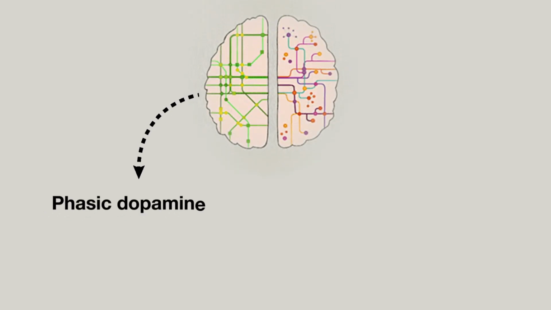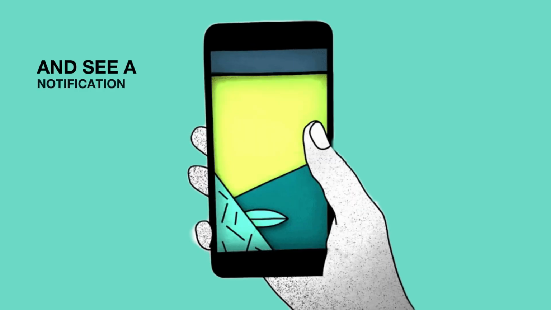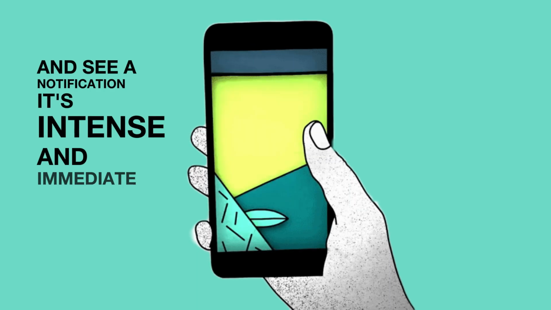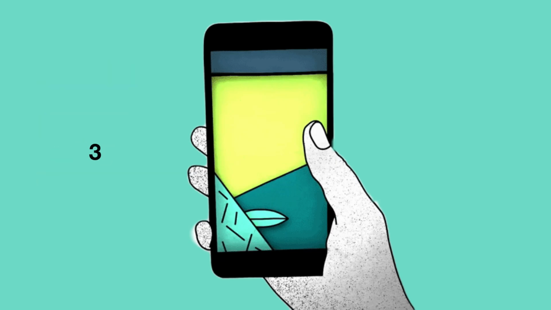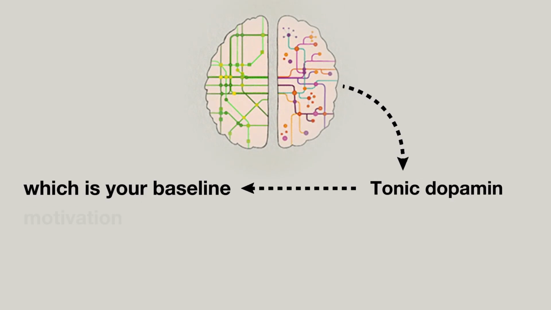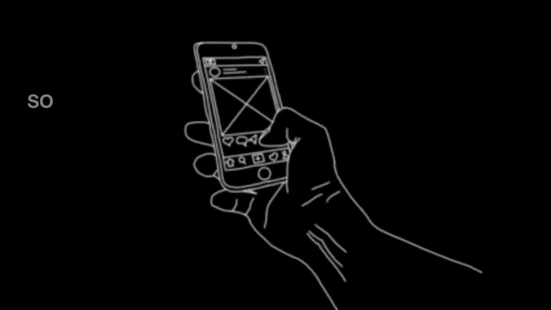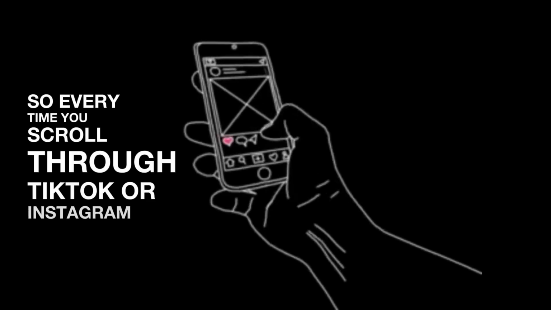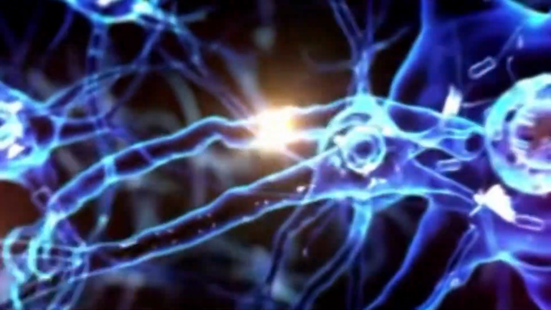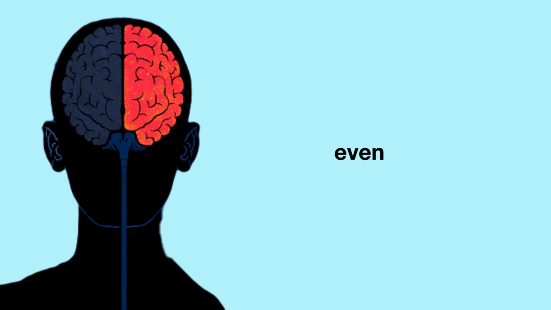There's phasic dopamine, which is that sudden spike you get when you unlock your phone and see a notification. It's intense and immediate, and it feels amazing for like 3 seconds. Then there's tonic dopamine, which is your baseline motivation. The steady background level that determines whether you can actually sit down and do hard things without needing constant hits of excitement. So every time you scroll through TikTok or Instagram, you're flooding your brain with massive bursts of phasic dopamine. We're talking cocaine-level dopamine hits, not even exaggerating.